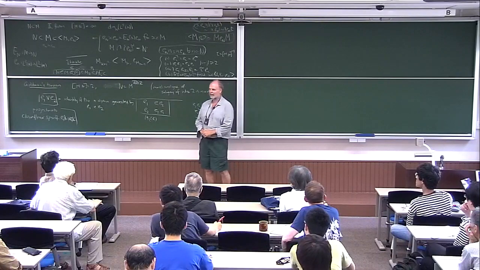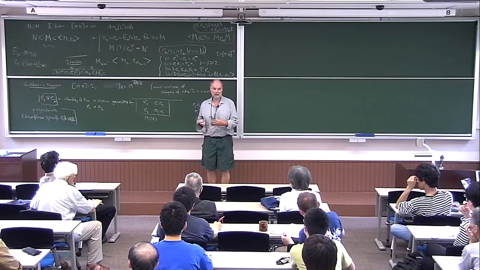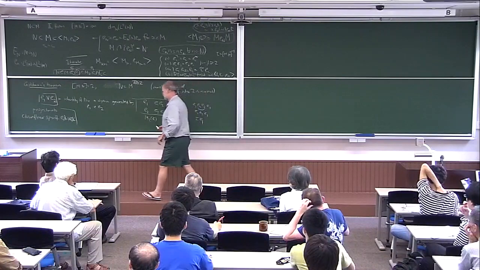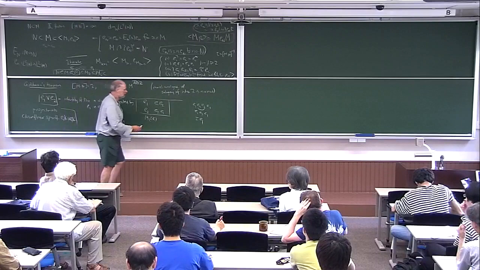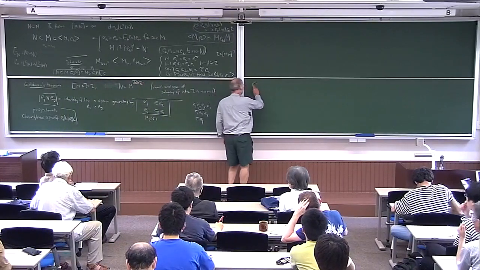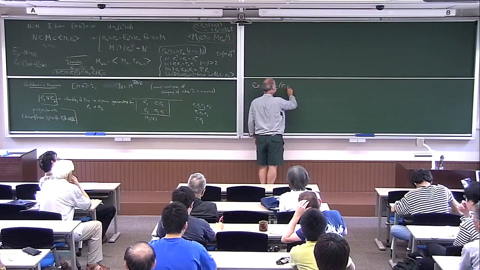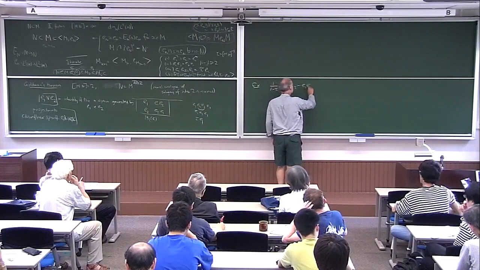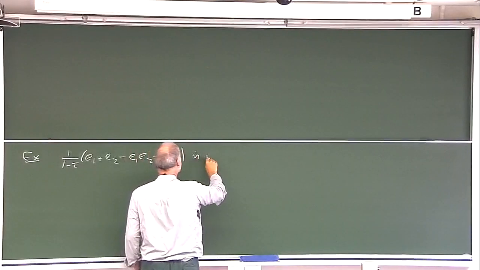If you don't like my intimidation proof, just write down for yourself the identity. Well, we can do it. Okay, here we go. Here's an exercise for anyone who wants to do it: 1 over 1 minus tau times E1 plus E2 minus E1, E2 minus E2, E1 is the identity.